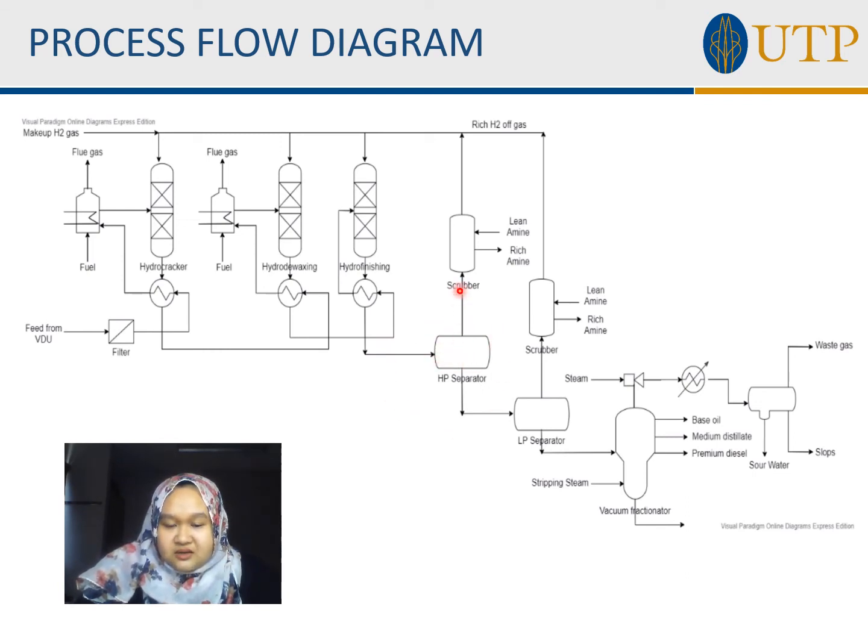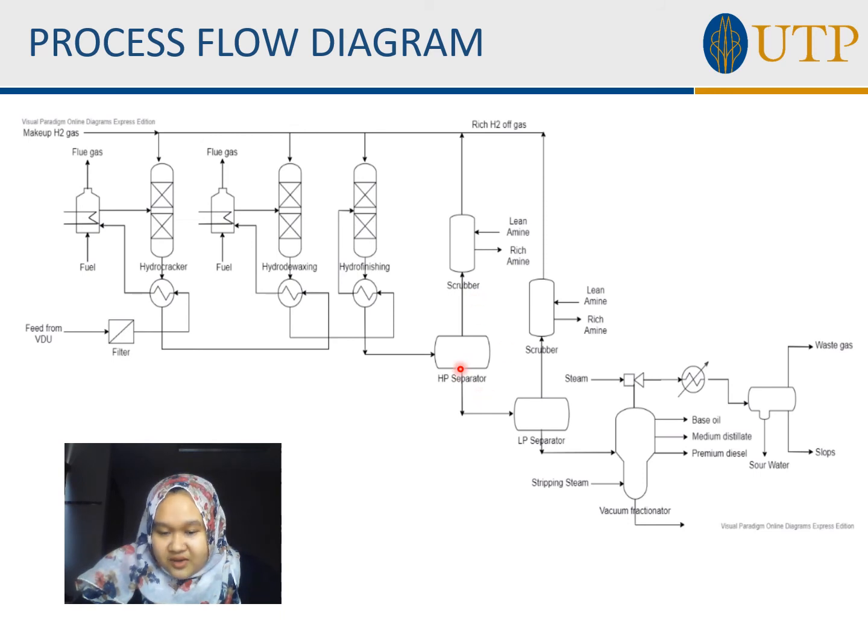So the gas will go up here, which will consist of hydrogen and other contaminants. Then it will go through a scrubber. The scrubber will use lean amine to absorb the contaminants inside the gas, so that only pure hydrogen will go up and be recycled back to the reactor.